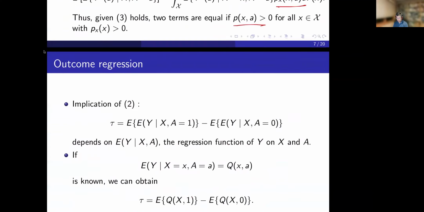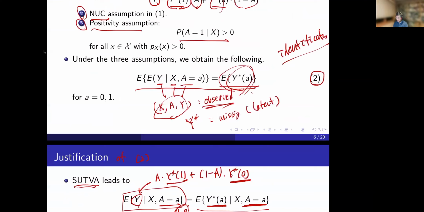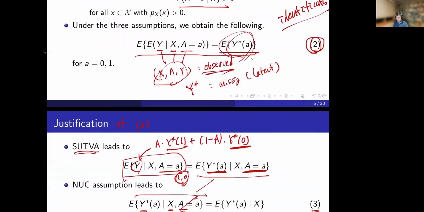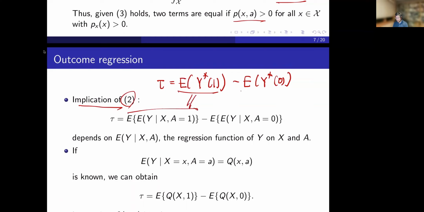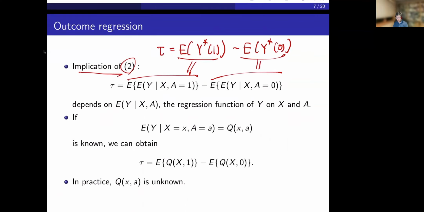Outcome regression. So this equation 2 basically implies that we can use an outcome regression model. So the implication of 2 is that we can use outcome regression. So tau is expectation of Y star 1 minus expectation of Y star 0. Because of equation 2, we basically have this equality, and we have this equality because of 2.